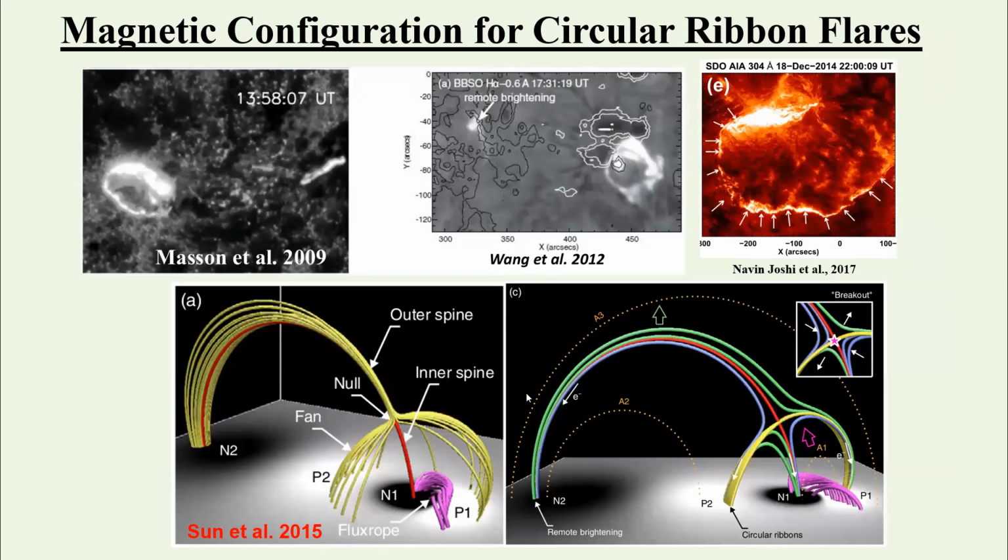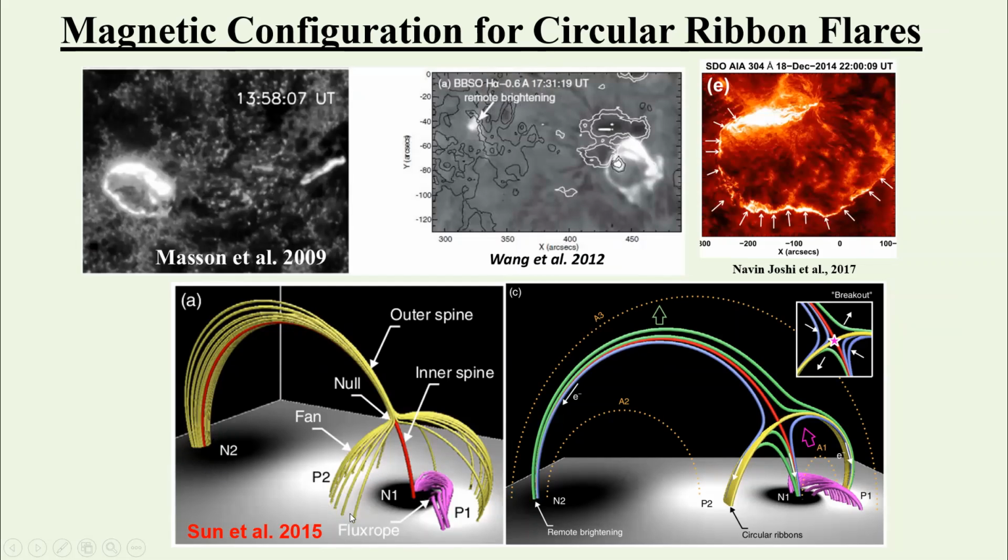So here, after some papers, Sun et al. 2015 and some other people worked on that, and they found that the magnetic configuration for such type of flare should be something like this. In that case, we will have a dome kind of structure. In the center, we have one polarity region, N1, the negative polarity of the Sun's magnetic field, surrounded by the positive polarity region, and then there is a far away negative polarity.